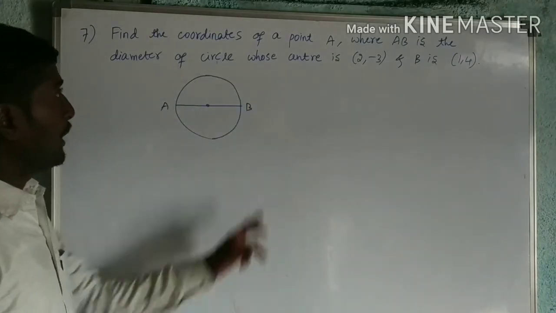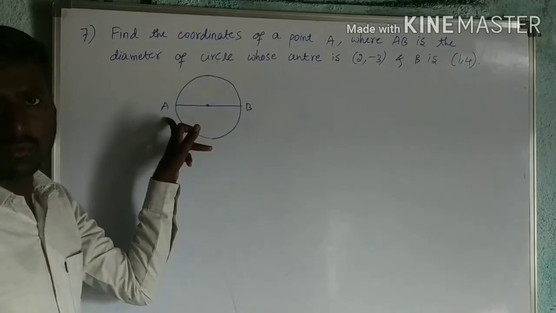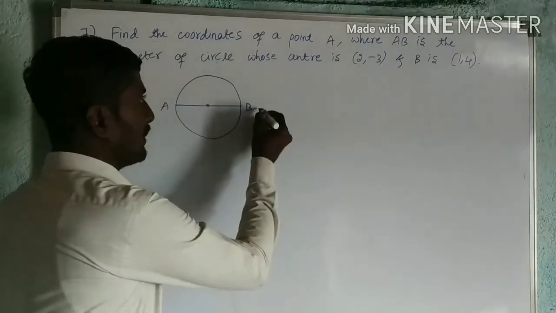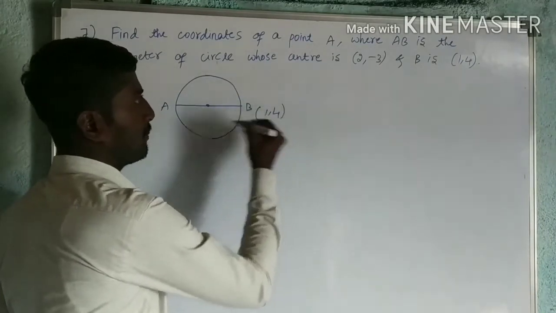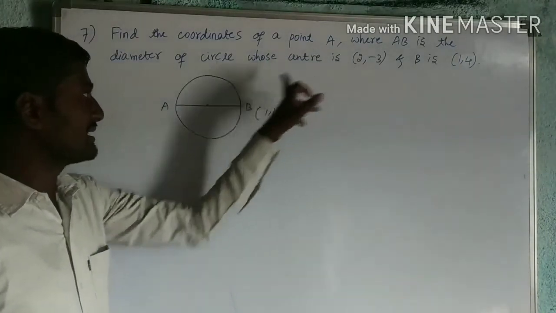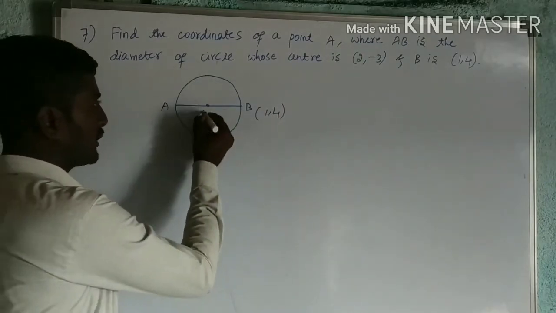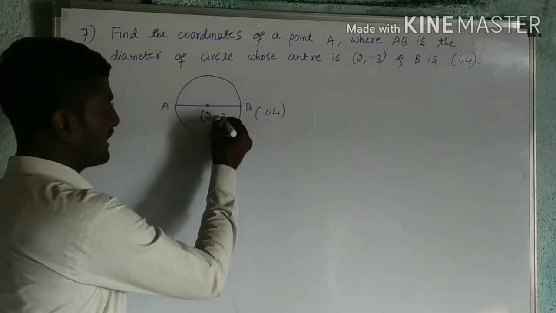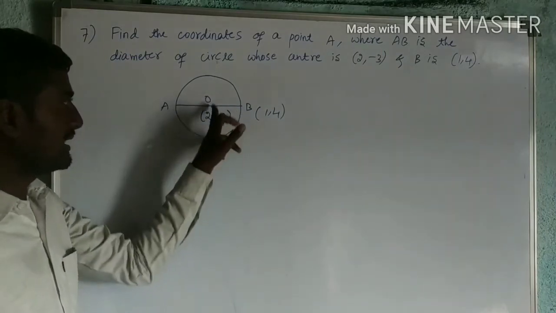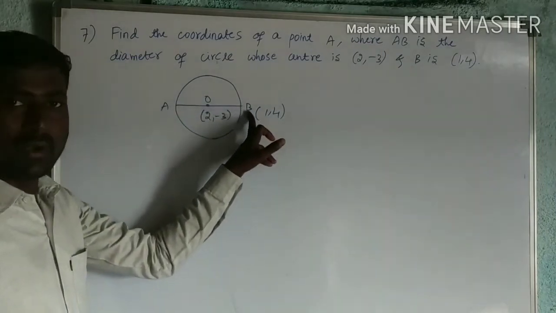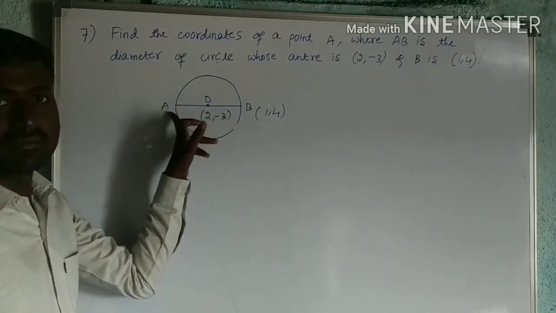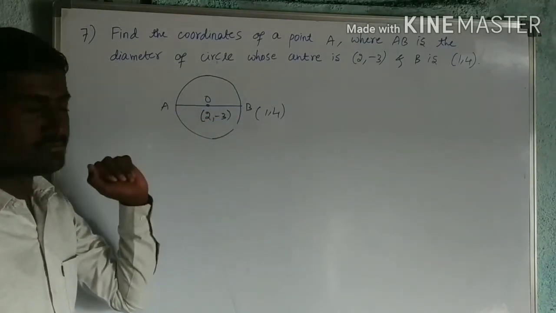Now point A we have to find. They have not given it. We have to find it. Point B is given. Point B is how much? That is 1 comma 4. Point B is 1 comma 4. So center of the circle is given. Center of the circle is what? 2 comma minus 3. Now let us take this center of the circle as O. So center is given and one end point of the diameter is given. We have to find the other point of the diameter.